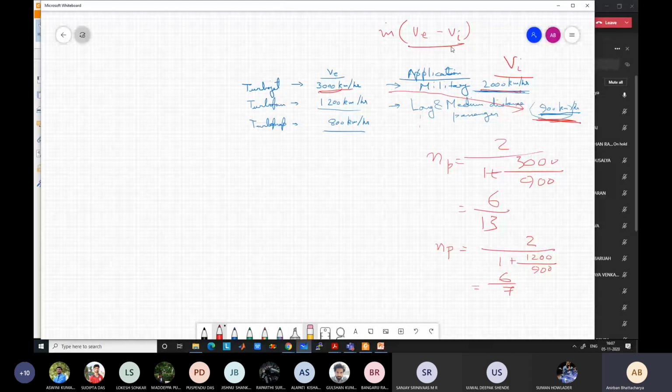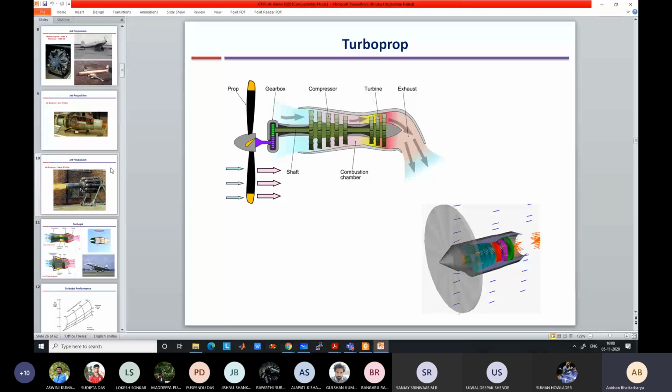V minus Vi is already fixed, right? 1200 minus 900. The only option left to us is to increase the mass flow rate. That's why in modern engines, the engines have a huge size, to increase the mass flow rate. If you compare old engines and new engines, just go to Wikipedia sometimes and check. Turbofan engines nowadays have huge diameters.